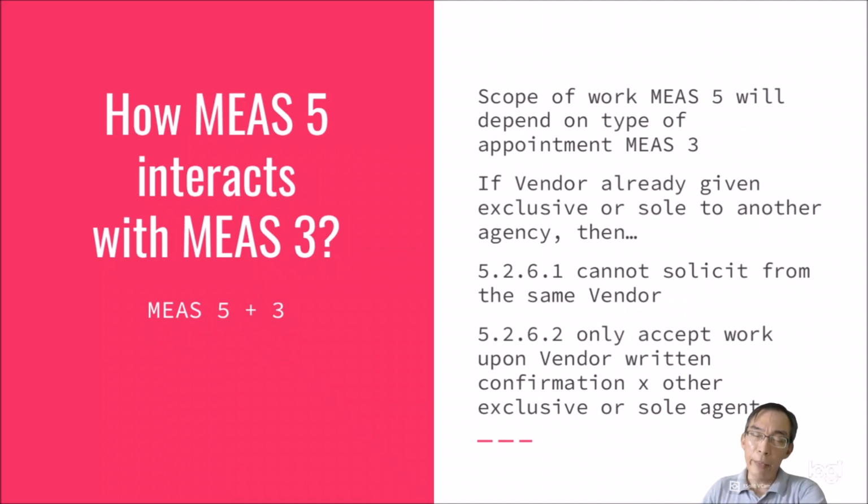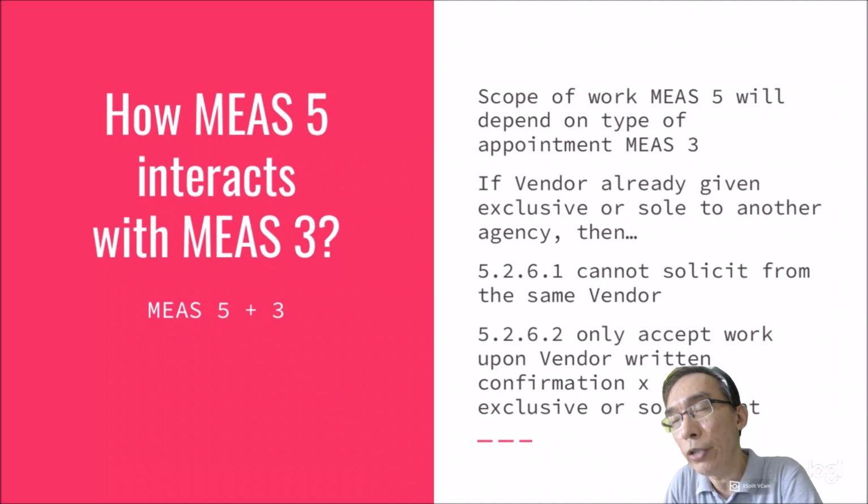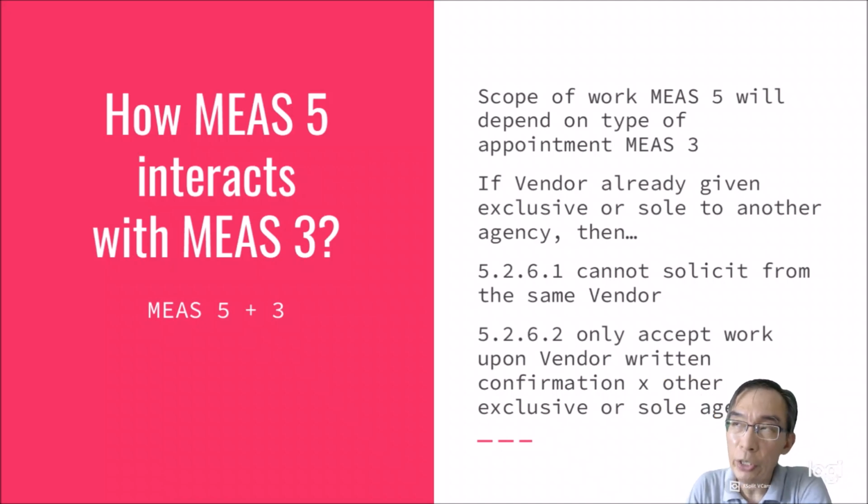How does the MEAS 5 interact with the MEAS 3? Meaning to say, what is the interaction of the terms of the engagement with the types of engagement? Usually when it is an exclusive engagement, or an exclusive and sole engagement, then the terms and conditions are that the agency is given the right to do it solely and exclusively. So when it comes to such a thing, that means other competitor agents cannot solicit. So the purchaser would have to be told this.